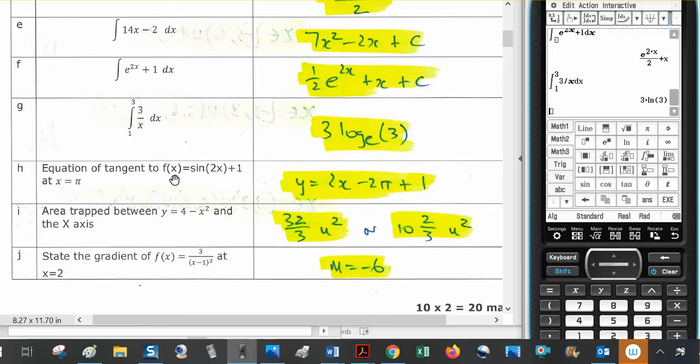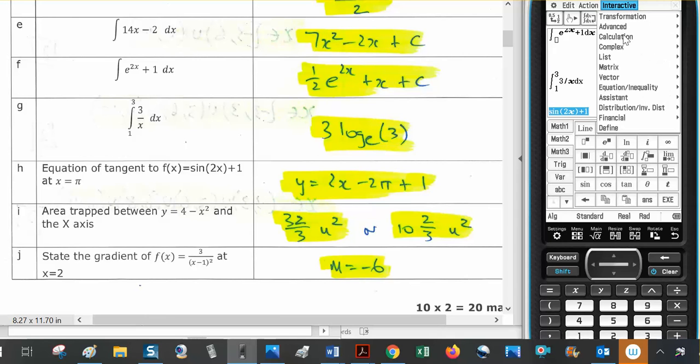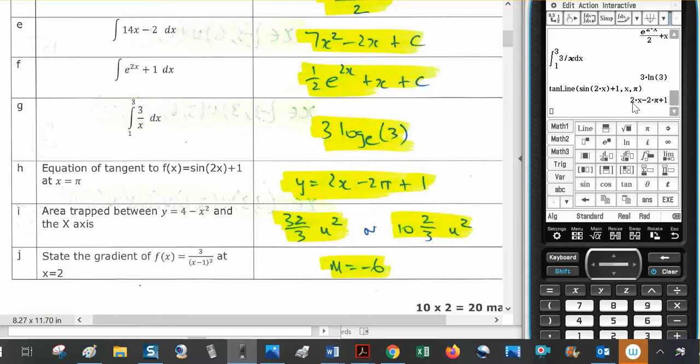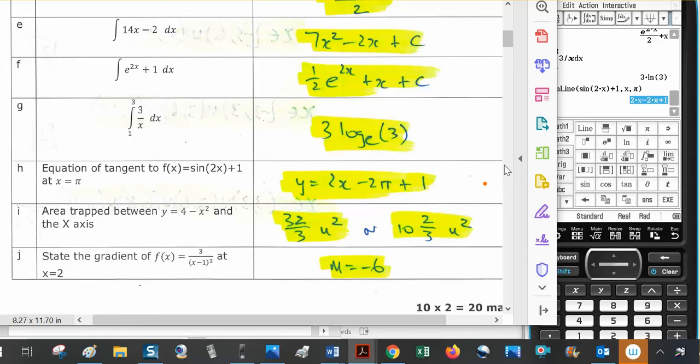The equation of the tangent to this at x equals pi, so I can use calculate tan line. So I've got the sine of 2x plus 1. Make sure the plus 1 doesn't go inside the bracket. Interactive calculation, tan line at x equals pi. And that's the equation of the line. You need to put y equals. If you don't put y equals, you don't get any marks.